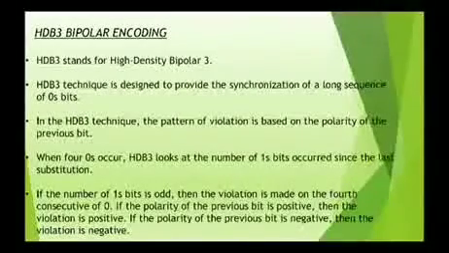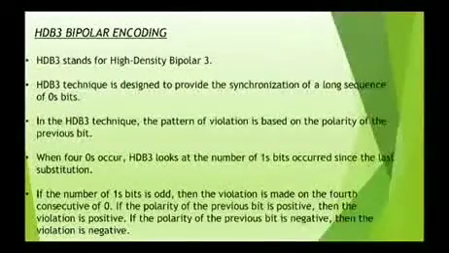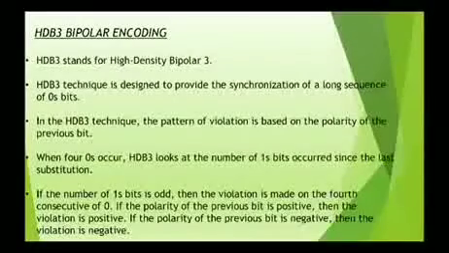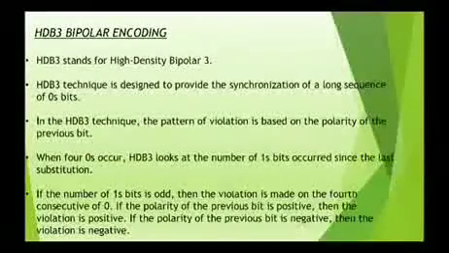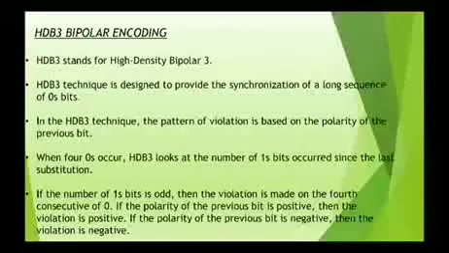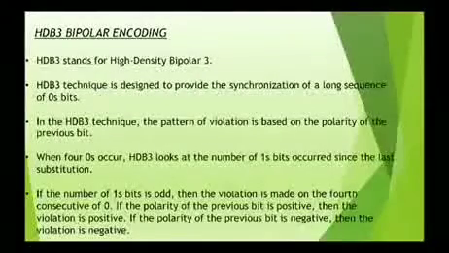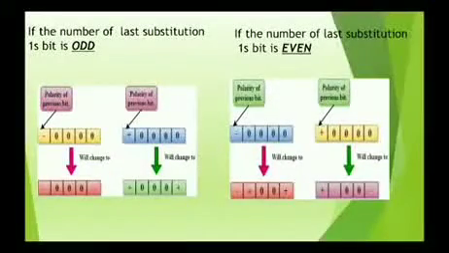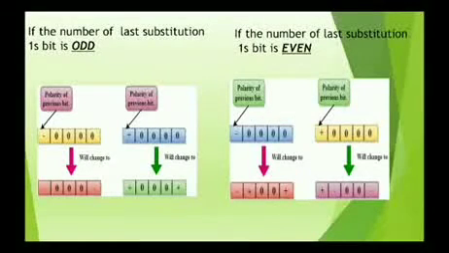If the number of 1 bits is odd, then the violation is made on the 4th consecutive 0. If the polarity of the previous bit is positive, then the violation is positive. If the polarity of the previous bit is negative, then the violation is negative. So if the number of 1s since the last substitution is odd, and the polarity of the previous bit is negative, we change the 4th 0 to negative. If it's positive, we change the 4th 0 into positive.